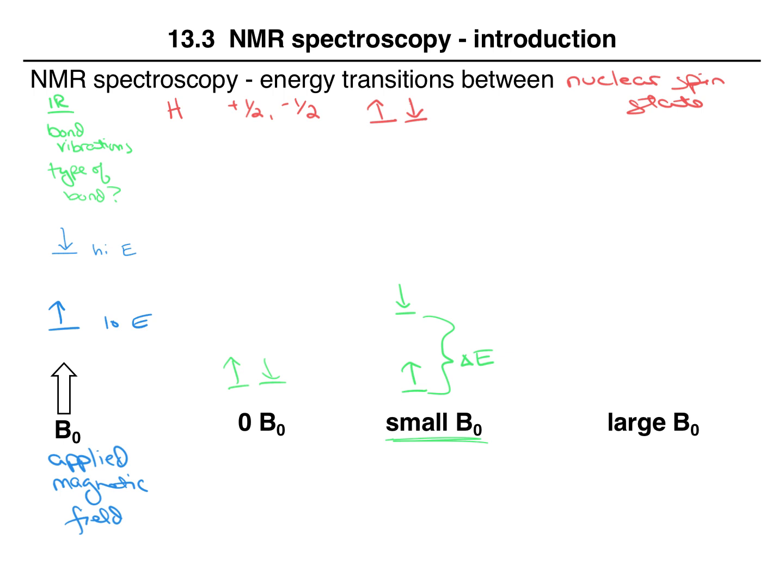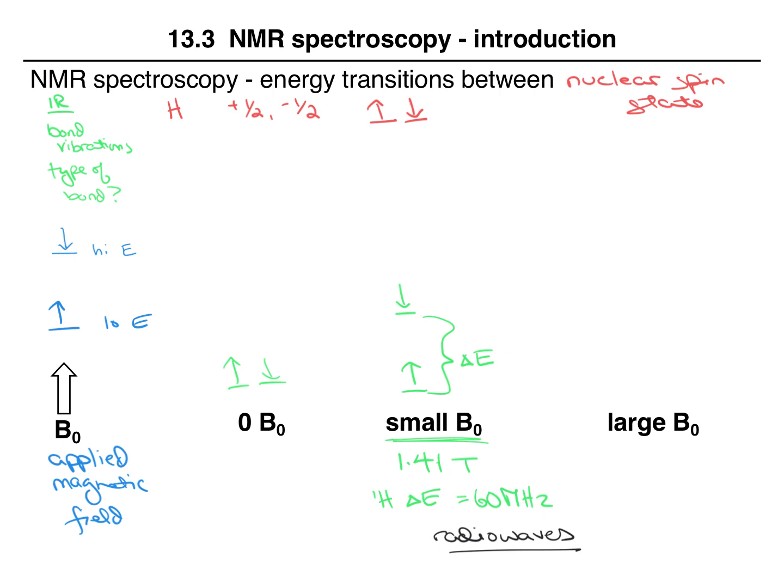So let's say, for example, this is a magnet with a strength of 1.41 Tesla. Well, in this case, for a hydrogen nucleus, that delta E is 60 megahertz. Okay, so that's the size of this energy gap. Now for reference, 60 megahertz is in the radio waves.